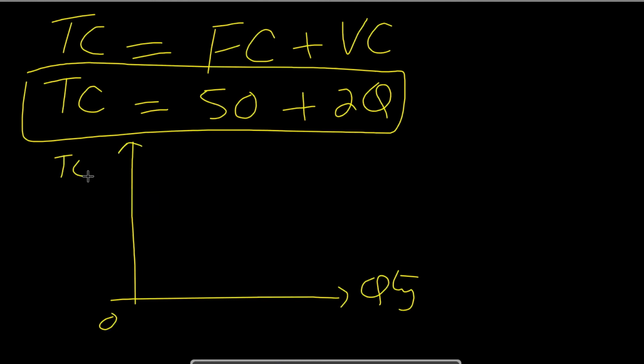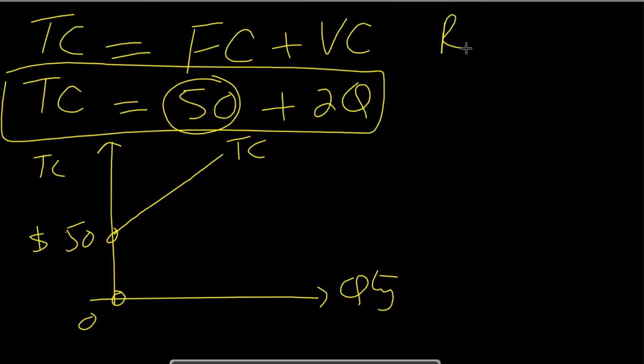However, it will not start from origin point because there is some intercept of $50 which is fixed cost, and graph will start from $50 and upward. Relations between these three costs, total cost, fixed cost, and variable cost. So we can write relations among total cost, fixed cost, and variable cost.